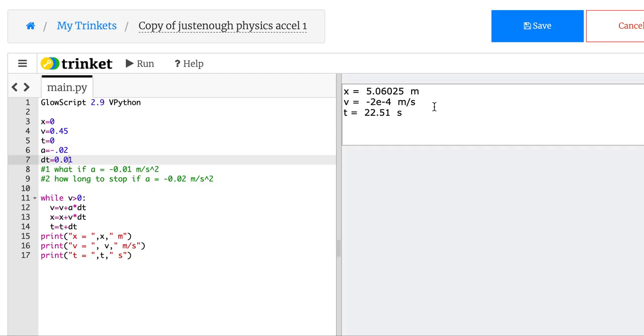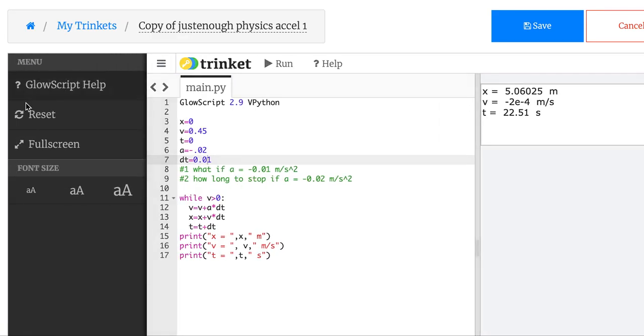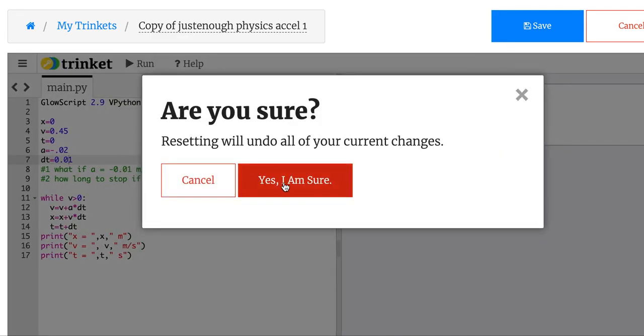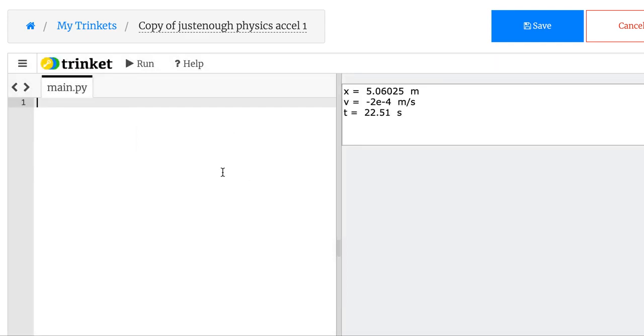So again, do these problems. You can't just rely on watching me do it and figuring it out. You've got to do it yourself. You've got to play with the code, change the code. You cannot break this. Let me show you something up here. Say I messed it up so bad I can't remember what I did. If I go up here and go to reset, are you sure? Yes, I'm sure. And then it goes back to the way it was. Actually, I didn't save it, but if I had saved it, it would go back to the last save. So you can't break it. Don't worry about that.